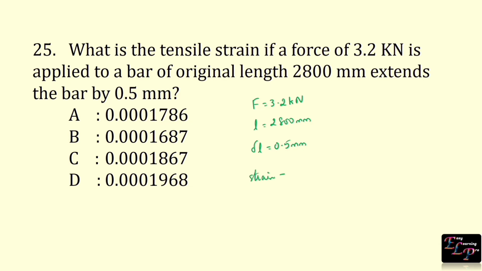Strain is given by change in length to original length. Directly substitute the values. Change in length is 0.5, original length is 2800. So the answer is 0.0001786.